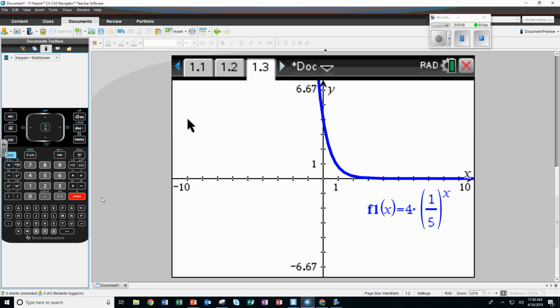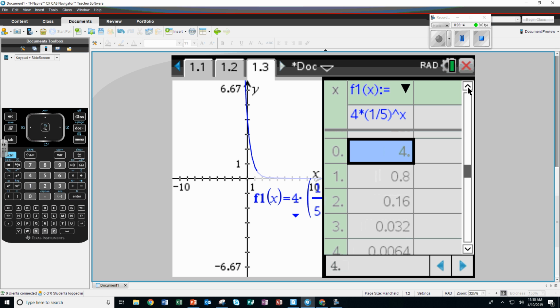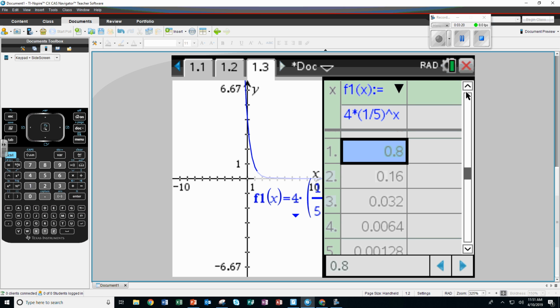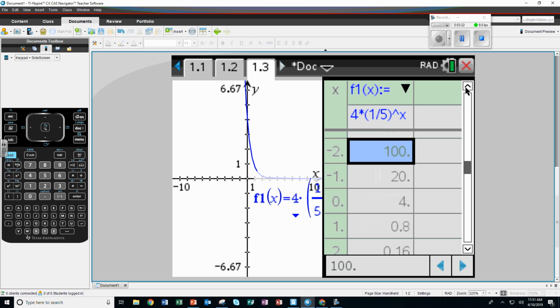Graph that, we get a graph like this. And if we check the table, Control T, we'll see that (0, 4) is right there. And the other point we're looking for was (-2, 100). And there it is. So we have successfully found that function.